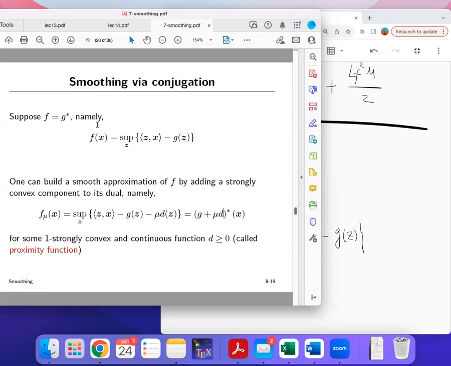So if you compare these two, our original function is the conjugate of a certain function g. And then how do we do the smoothing? Well, we simply perturb g by a small function, mu times d. This mu controls the perturbation scale. You can control the parameter mu. By adding a little bit strongly convex function d to this g function, and then taking the conjugation, we can show that this f mu is a smooth approximation of the original function f.